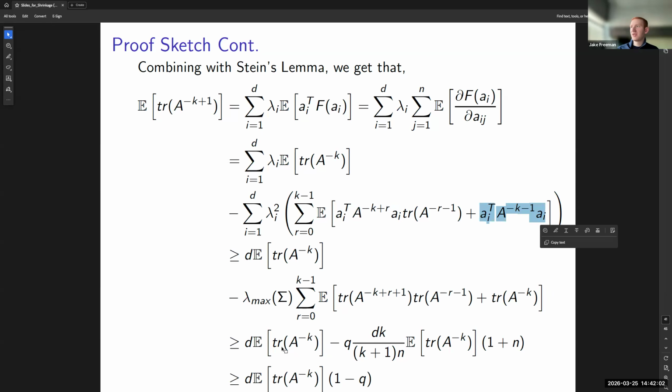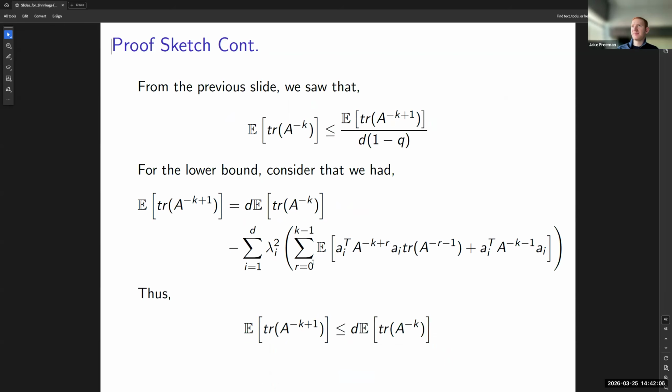And then from here, we can essentially recover that this trace is basically upper bounded here. So that's the trick with Stein's lemma that we use here.